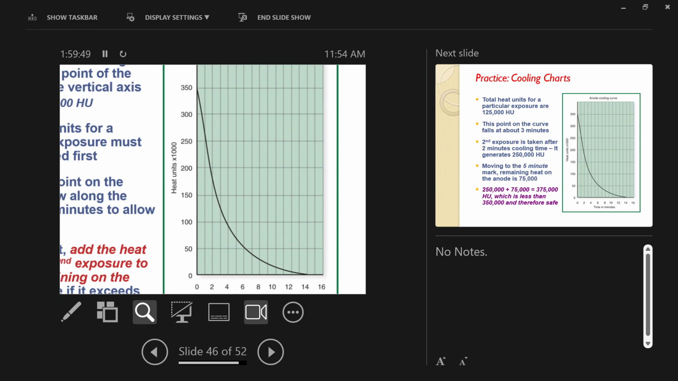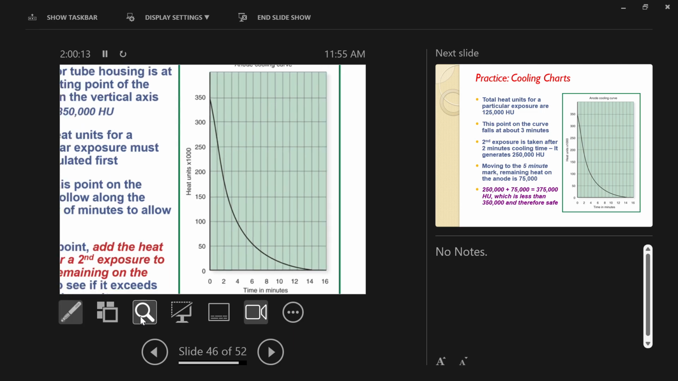If my next exposure will exceed the maximum capacity for the amount of heat the equipment can take, I just need to wait longer till it cools down more, okay? If I wait the full 14 minutes, then I can make however big of an exposure I want because the machine is cooled back down to 0 now, or effectively 0.